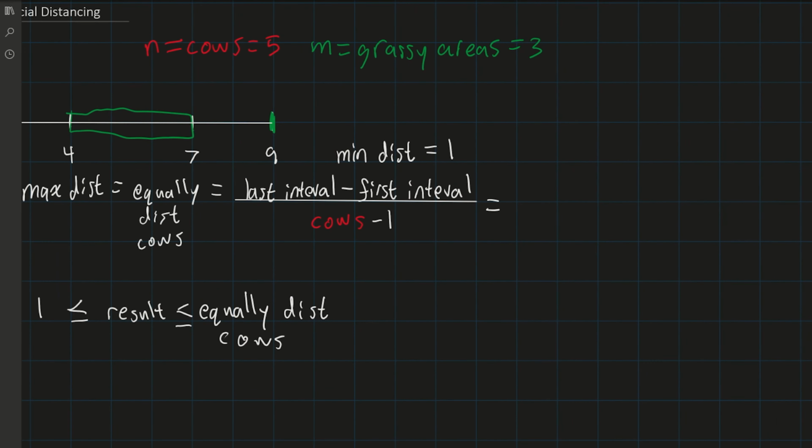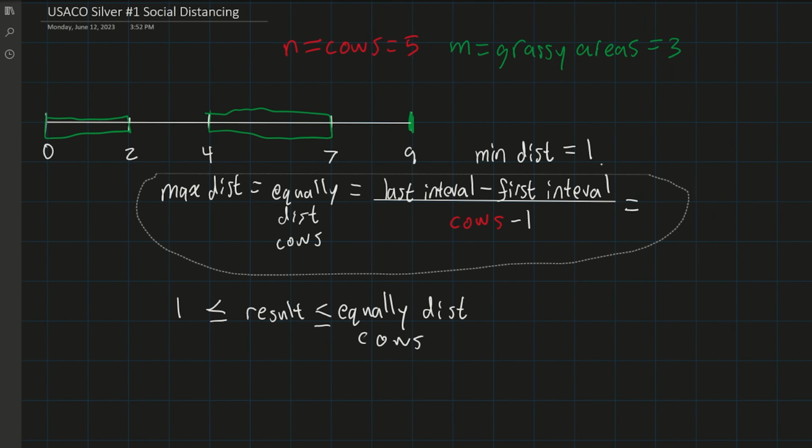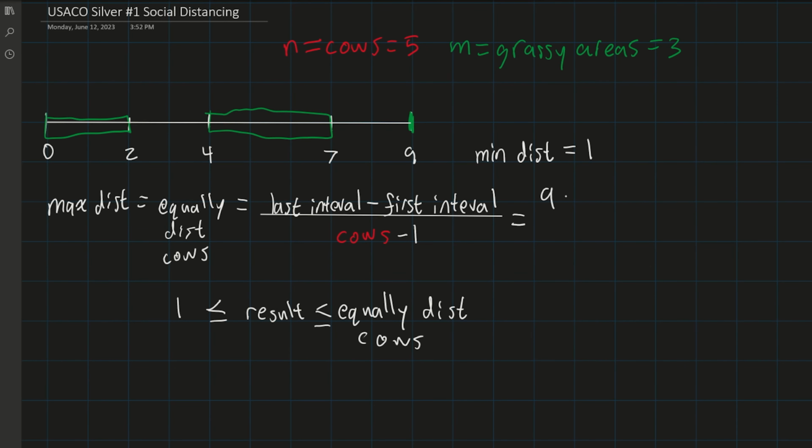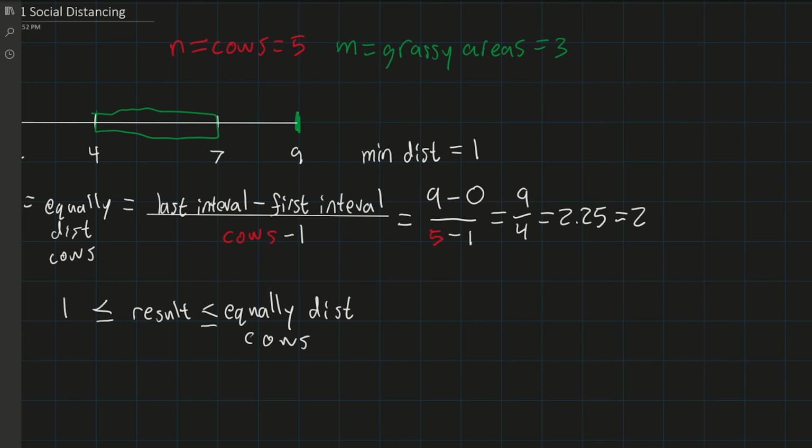So this is equal to 9 minus 0 divided by 5 minus 1. And that's 9 divided by 4, which is equal to 2.25. However, in the problem, we cannot place cows on decimal float values. So we need to round it down to 2.